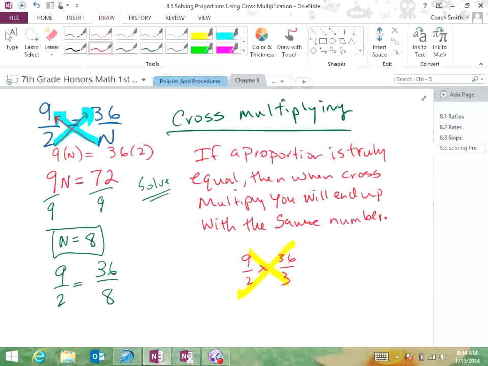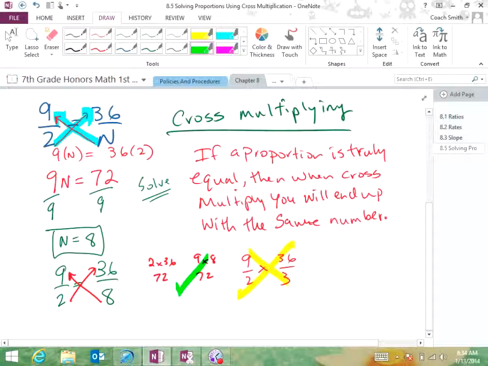If that is true, then I should be able to multiply those two things together and get the same number. What is 2 times 36? 72. And 9 times 8 is 72. So sure enough, it checks. It is correct. The answer to the problem is n equals 8. That's what's missing. Nicole?